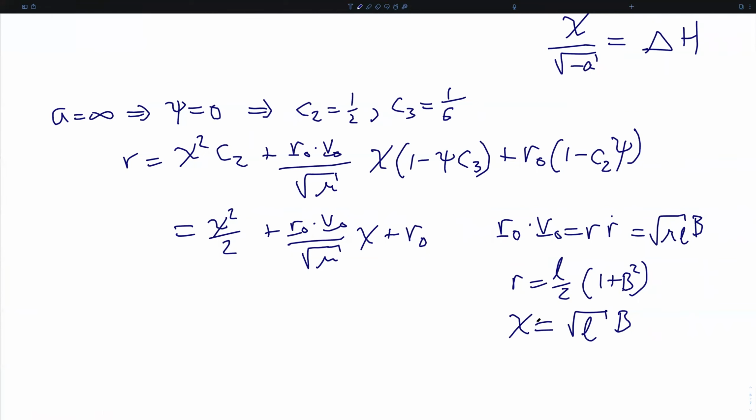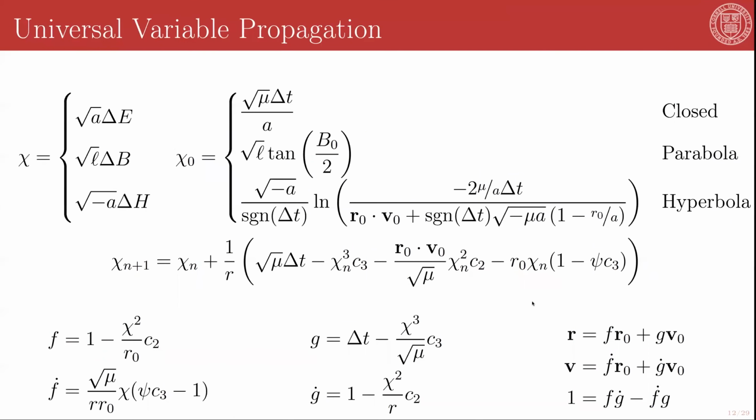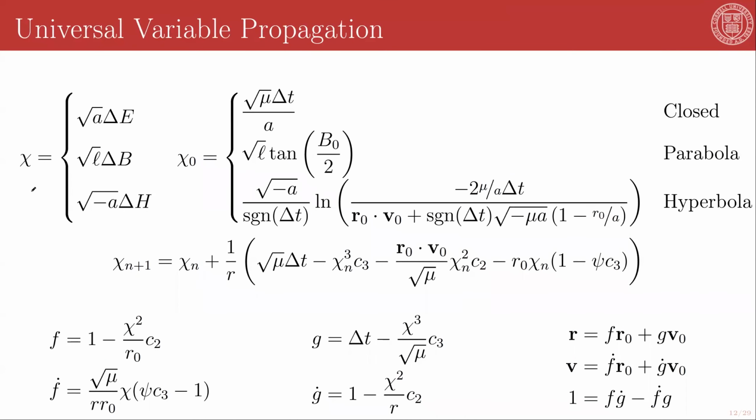And to get the initial conditions for the Newton-Raphson iteration on chi, we just need to crunch through the algebra on the orbit-specific conditions for each orbit type, and they have the following forms. So chi is root A delta E, or root L delta B, or negative root A delta H. Chi naught is initialized as root mu delta T over A for closed orbits, root L tangent of B naught over 2 for parabolas, and this horrible expression here for hyperbola. The Newton-Raphson iteration on chi has this form that we've previously derived with C2 and C3 defined on the previous slide.